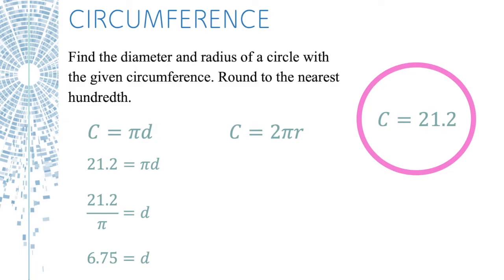To find the radius, we can use a very similar process. 21.2 equals 2 times pi times r. And to figure out just what the radius is, we'll divide both sides by 2 pi. So we get 3.38 equals the radius. And actually, we could have just taken the diameter and divided it by 2.